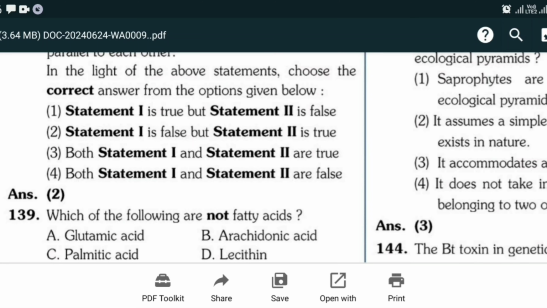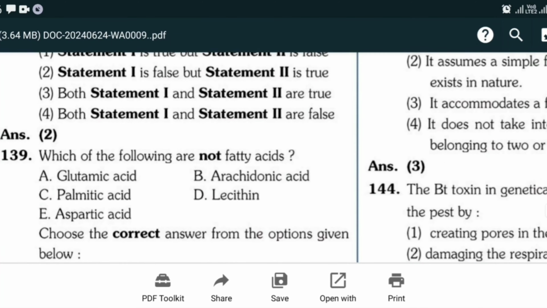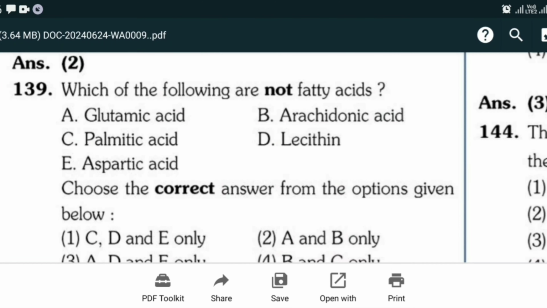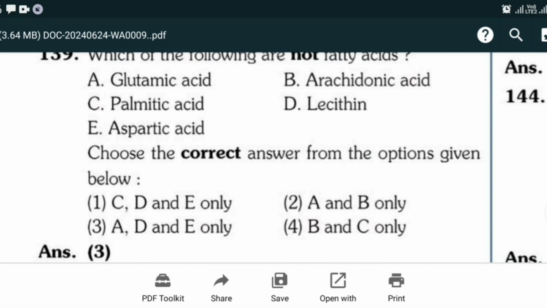It's correct. So the option is second option. Next, which of the following are not fatty acids? Glutamic acid is amino acid, arachidonic acid is fatty acid, palmitic acid is fatty acid, then lecithin is lipid, aspartic acid is amino acid again.